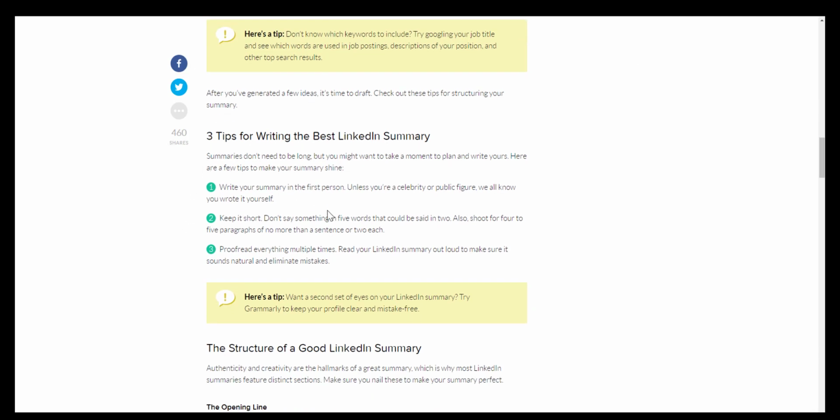So you write your summary in the first person, unless you're a celebrity or public figure. We all know you wrote it yourself, so I don't think any of us are at that stage yet where we can afford to have someone else write our summary. So keep it in the first person, keep it short, clear and concise and to the point, and hopefully you have 4 to 5 paragraphs that are no more than a sentence or 2 each, and then proofread everything.